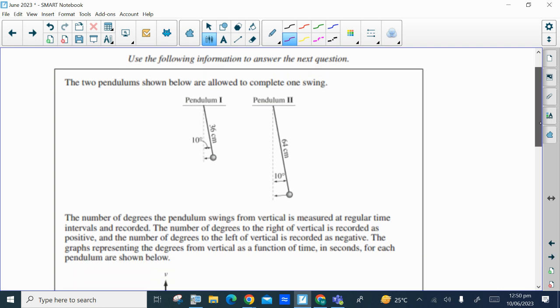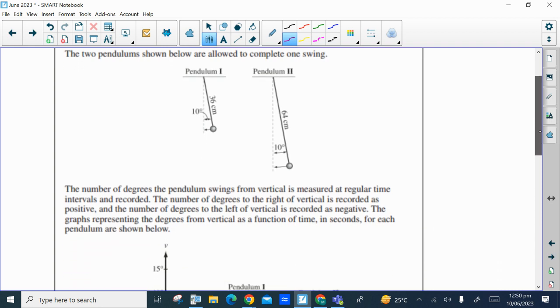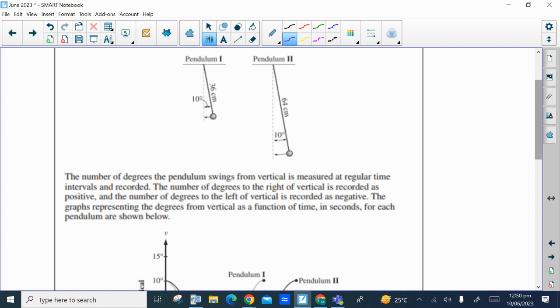Two pendulums are shown below and are allowed to complete one swing. They both have the same angle from vertical that they swing, 10 degrees, but pendulum 2 has a longer radius than pendulum 1. The number of degrees the pendulum swings from vertical is measured at regular time intervals and recorded. The number of degrees to the right of the vertical is recorded as positive. If it's left, it's recorded as negative. So these two show angles to the right, that's why they're positive.